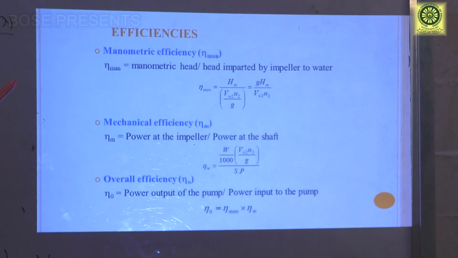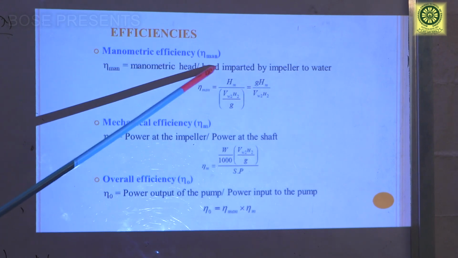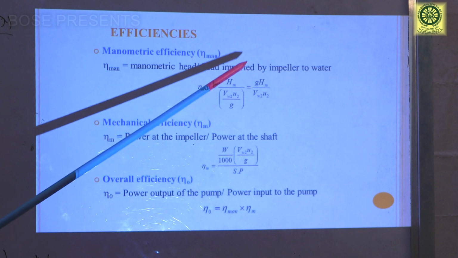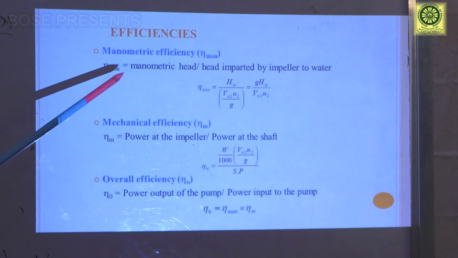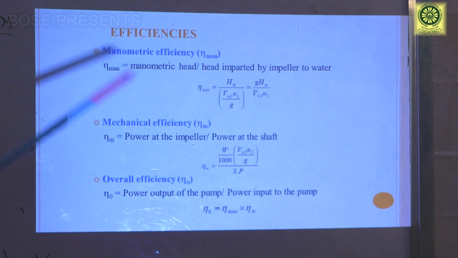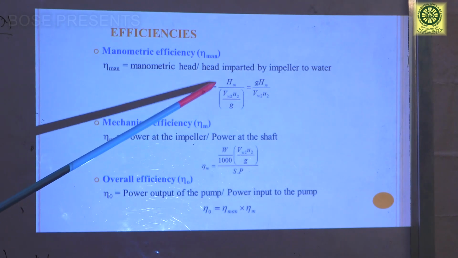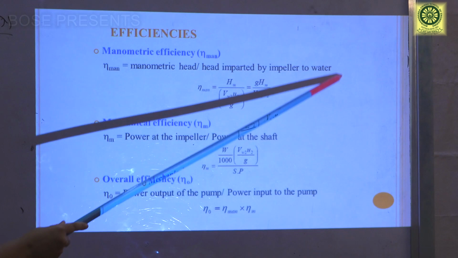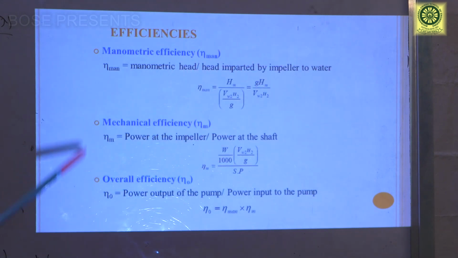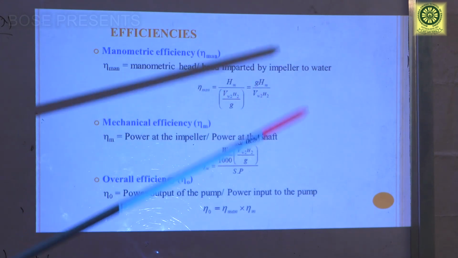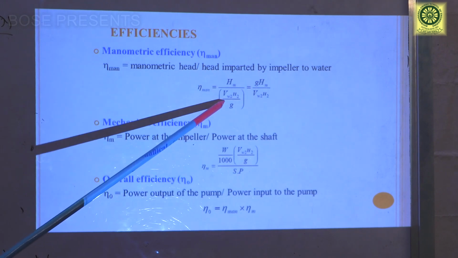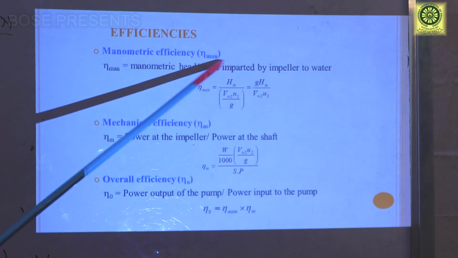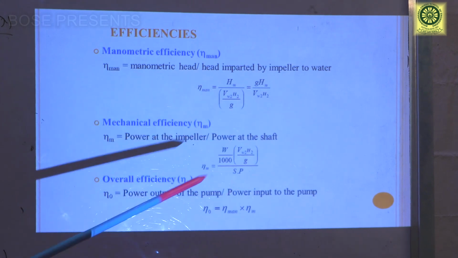Now efficiency. First is manometric efficiency, which is the manometric head divided by the head imparted by the impeller. The manometric head, HM, I just told you the formula for. The head imparted by the impeller I told you in the previous section, that is the work done by the impeller, which is Vw2 U2 by g. When we divide these two, we get the manometric efficiency.